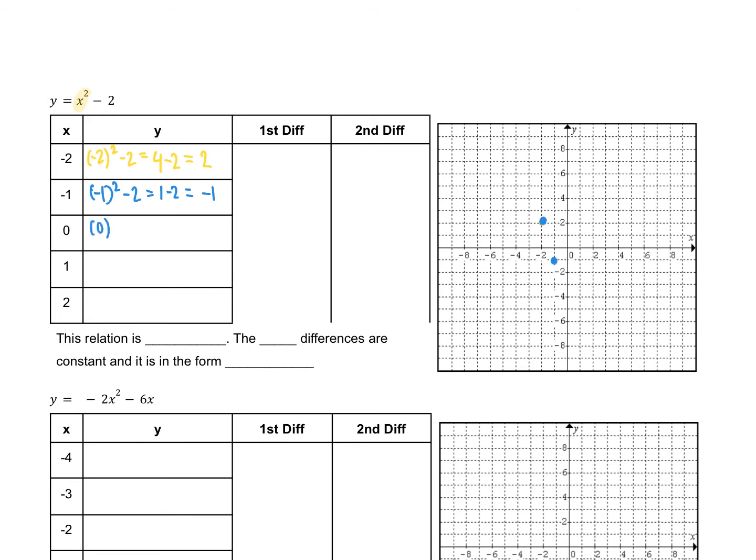Next we have 0 squared instead of x squared, subtract 2. 0 squared is 0. And when I subtract 2, I'm at -2. So 0, -2 is our next coordinate. Then I write 1 squared, subtract 2. 1 squared is 1. And when I subtract 2, I get -1.